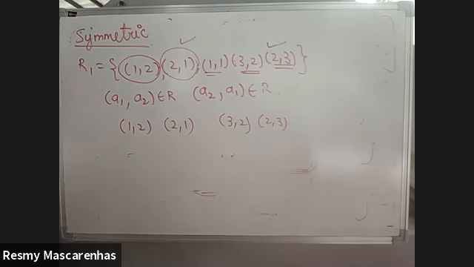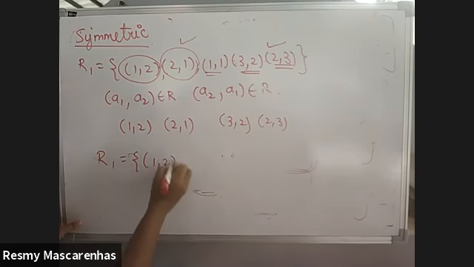Then it is symmetric. Now I'll give you an example where it is not symmetric. Instead of that, suppose only 1 comma 2 was there.